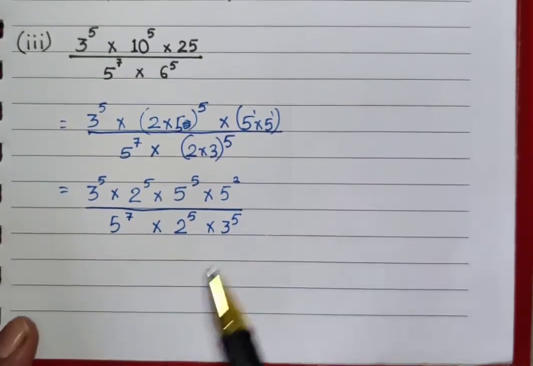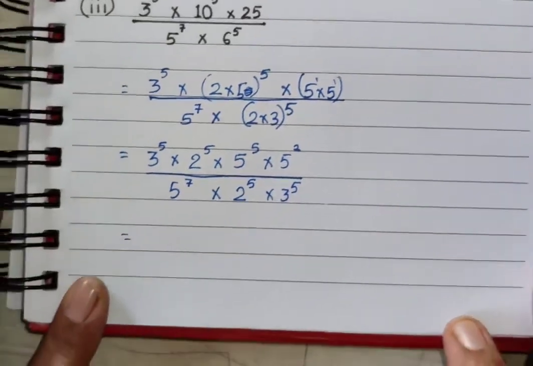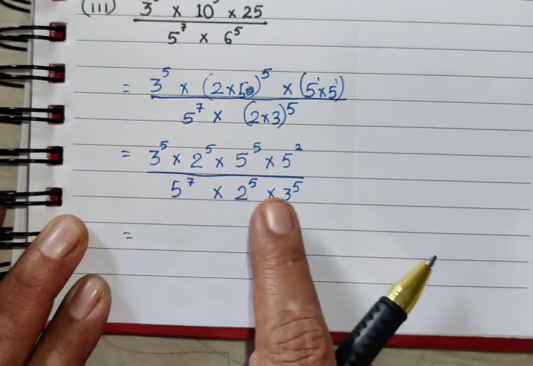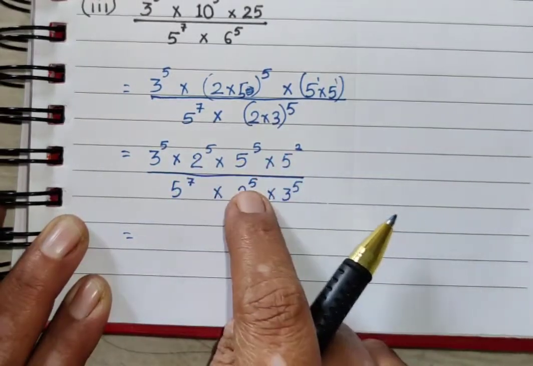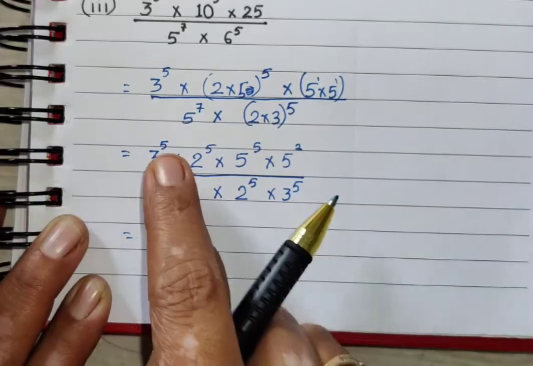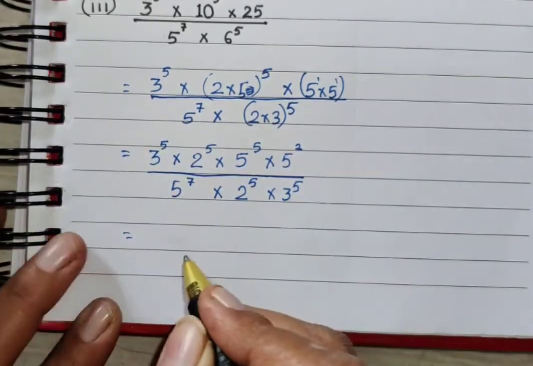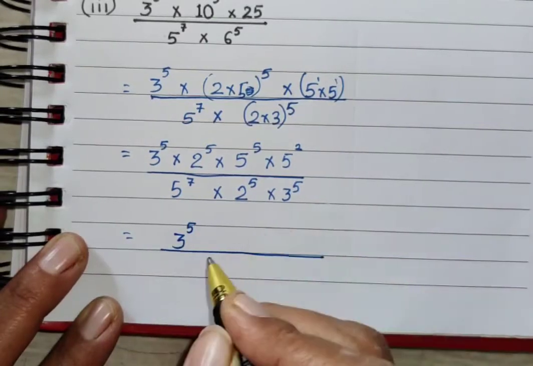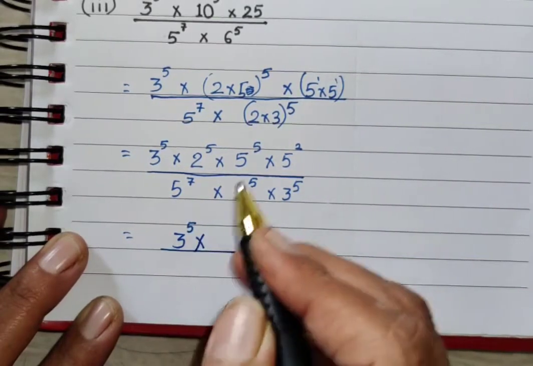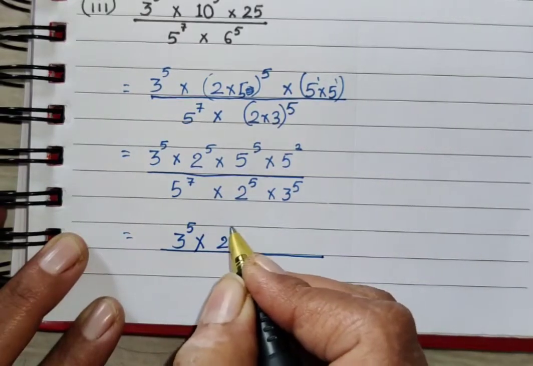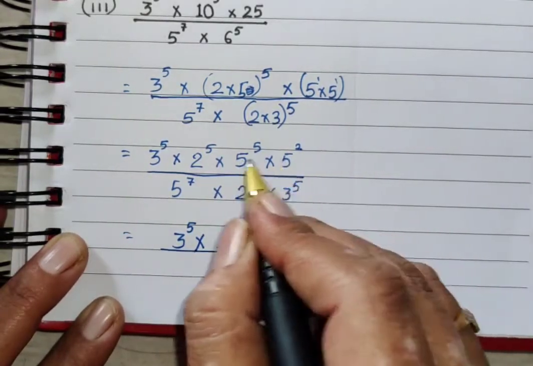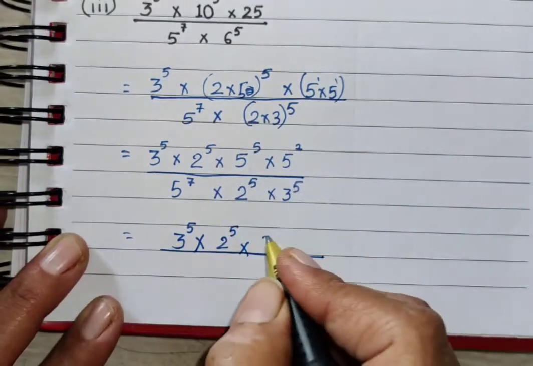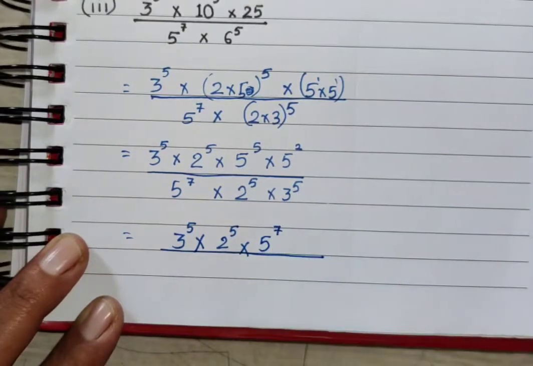So what we will be doing? Now let us do it. We will make a pair of them together. So let's bring this 3 and this 3 together, this 2 together, and these 5s together. So let's write down 3 to the power 5 upon 3 to the power 5. So I am writing it just to match the bases. 3 to the power 5 up with this 2 to the power 5, and these powers will get added because 5 and 5 are same. So 5 plus 2 will be 7. 5 to the power 7, right?